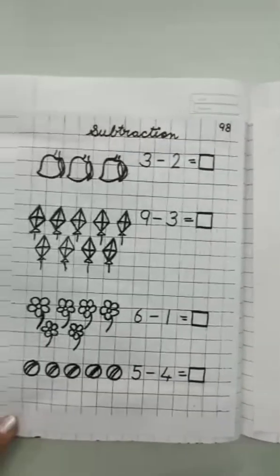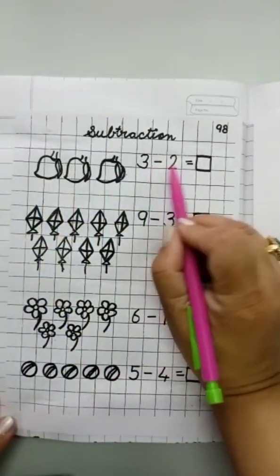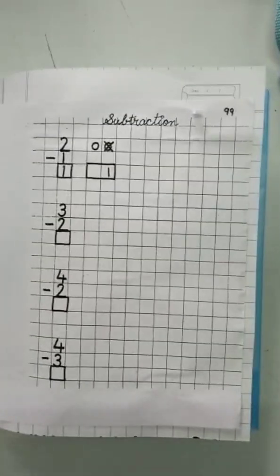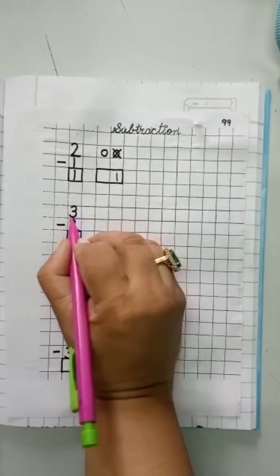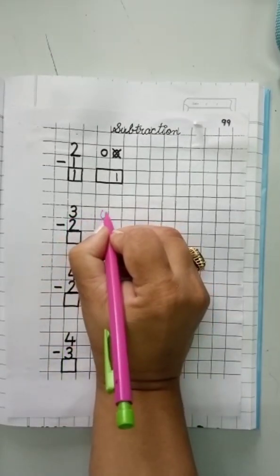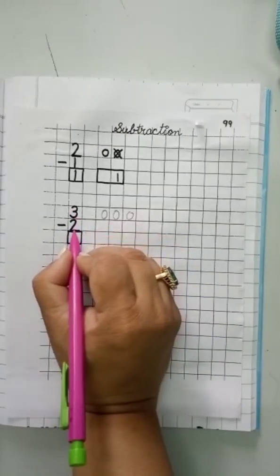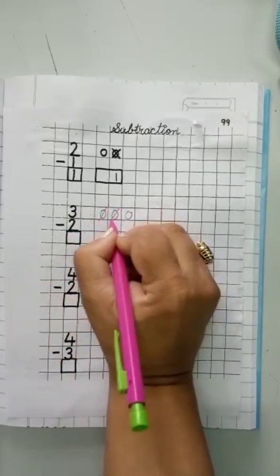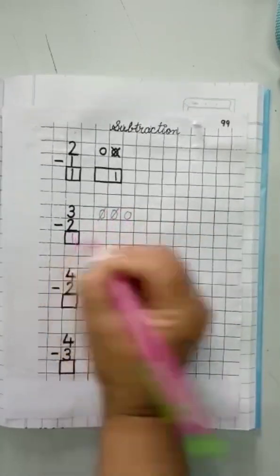Same way we have to do this sheet. Okay, strike out the number that is given after the subtraction sign. Okay, next here again we'll make balls or circles. So this is number 3. First we'll make 3 circles. 1, 2, 3. What's the next number that we have to subtract? That is 2. So I'll strike out 2. 1, 2. How many are left? Just 1 is left. So we'll write the answer 1.